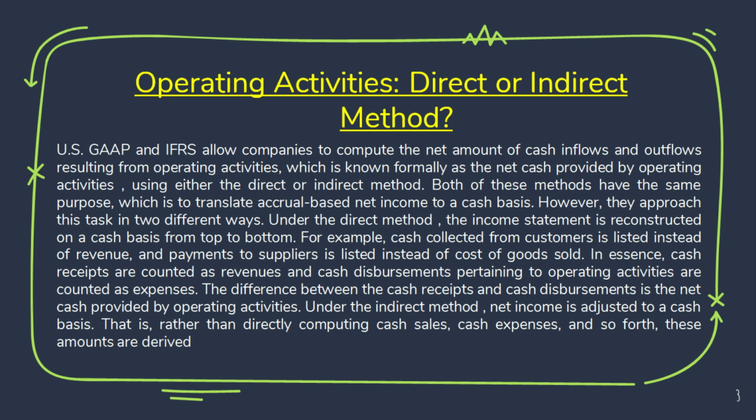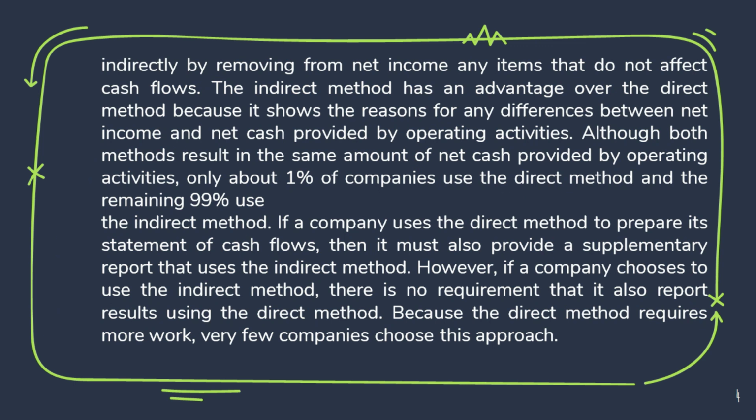Under the indirect method, net income is adjusted to a cash basis. That is, rather than directly computing cash sales, cash expenses, and so forth, these amounts are derived indirectly by removing from net income any items that do not affect cash flows. The indirect method has an advantage over the direct method because it shows the reasons for any differences between net income and net cash provided by operating activities.